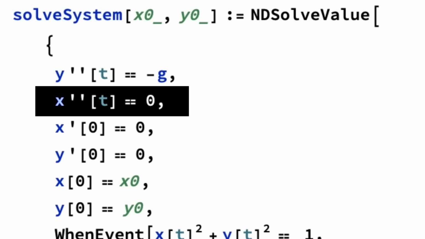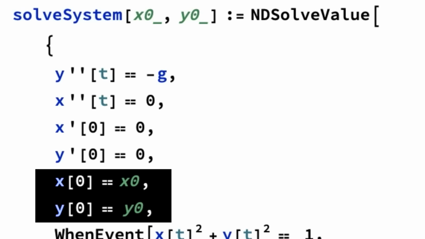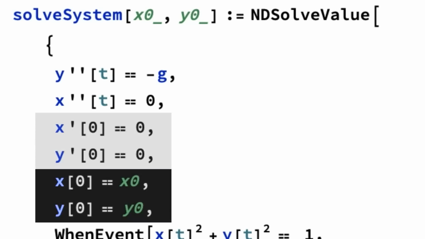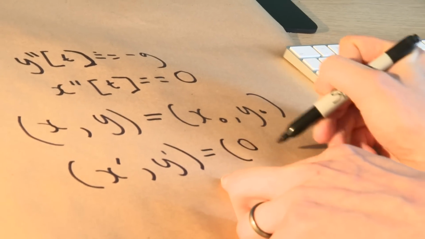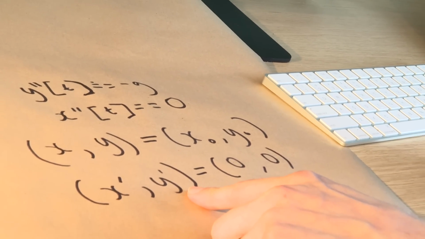This is to say that there's no acceleration left and right. These last four are just the initial conditions. So x and y start off at x0 and y0, which we will plug in. One ball will have a slightly different initial x0 than the other ball does. And the other conditions just say that they start off stationary, so the derivatives start at 0, 0. The speed in the x direction is 0, and the speed in the y direction is 0 at the beginning.